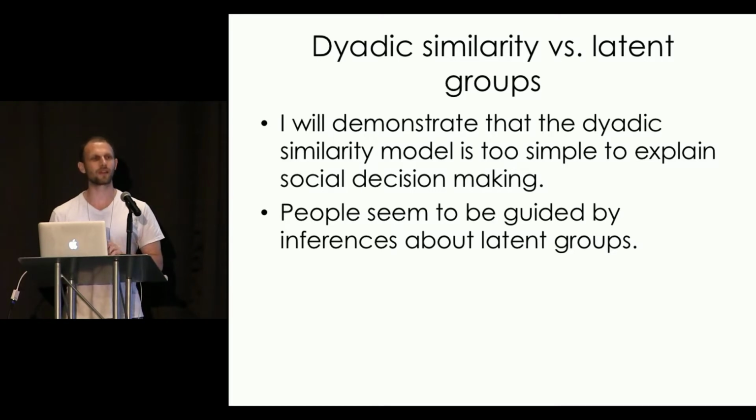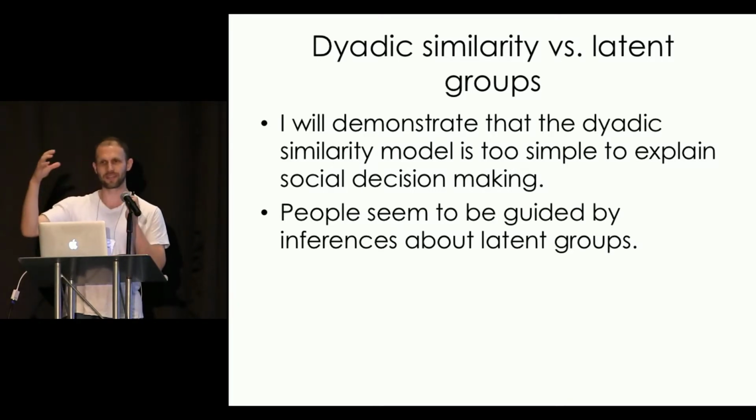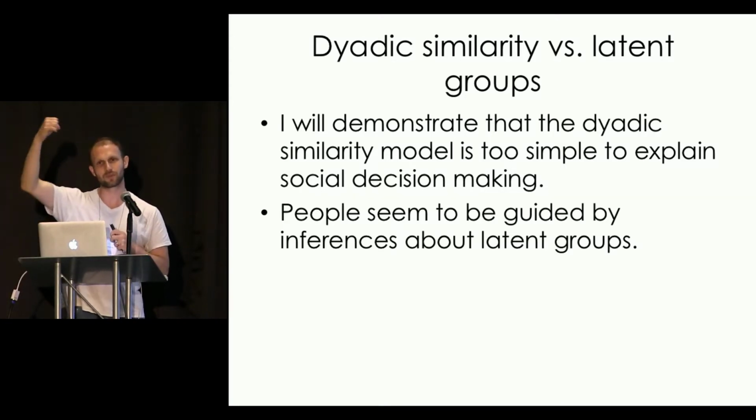The way that I'm going to do that is by showing that the introduction of a third individual can disrupt the whole thing and alter the balance between those individuals, because that third individual is going to change the social groups that are inferred on the basis of the preference data.